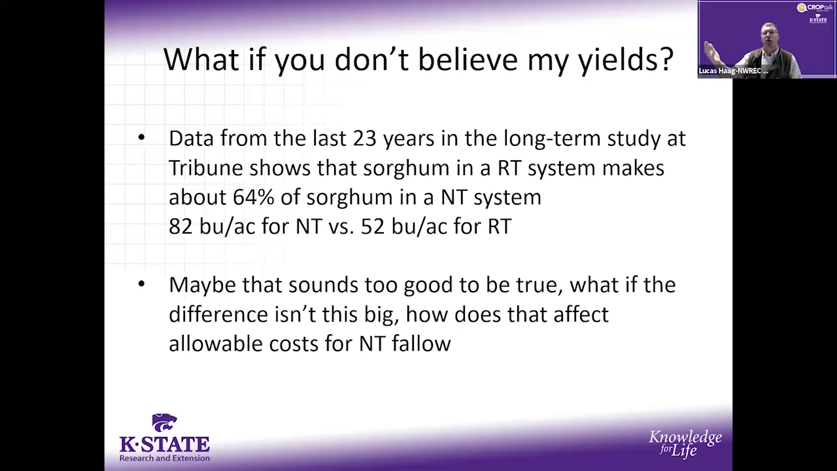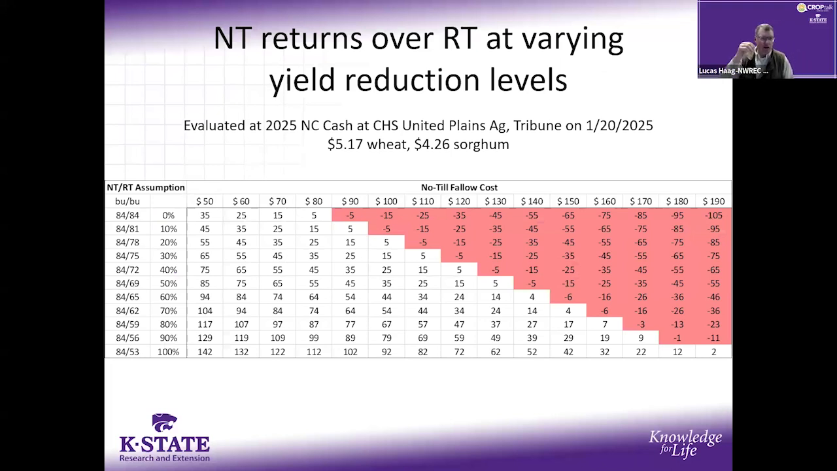Well, maybe that sounds too good to be true. And what if the difference isn't that big on your farm? How sensitive are these economics to that yield differential between the no-till and the reduced till sorghum? So this is, again, using our current year assumptions and looking at how sensitive we are to that yield differential. So the clear bottom line here, this is saying, okay, I 100% believe the data this guy from Tribune is showing me. This is what those differences in net returns would look like.